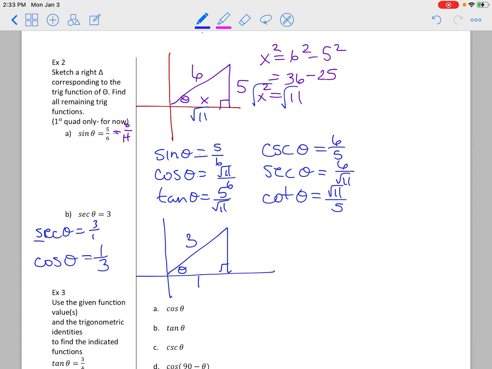Find the missing side. So this one I'm going to call y because it's along the y value. Y squared is going to equal 3 squared minus 1 squared. Well, that's 9 minus 1, and that is 8. So y is equal to the square root of 8.